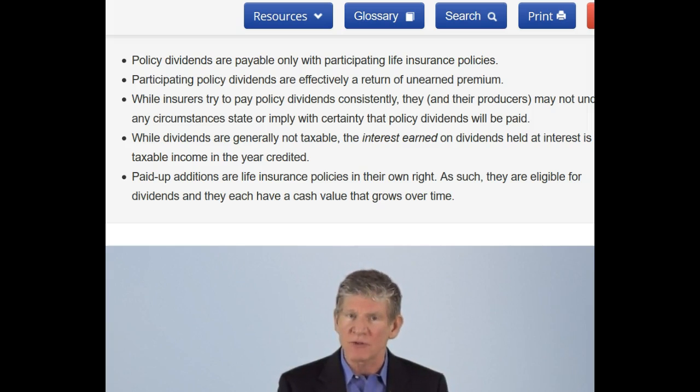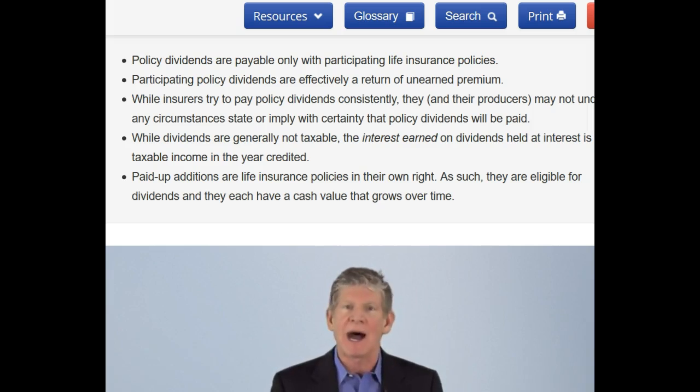If your customer fully understood the power of the paid up additions option, I don't think that they'd be interested in any of the other options available.